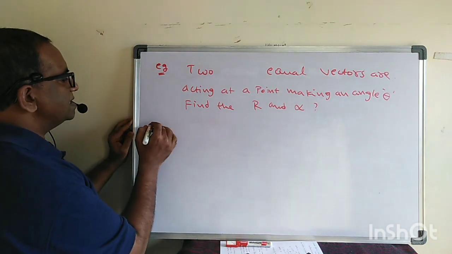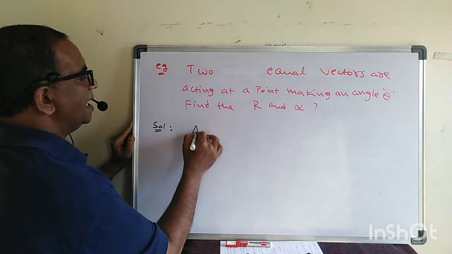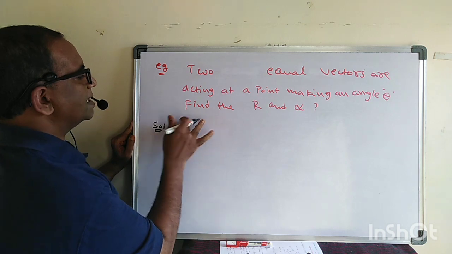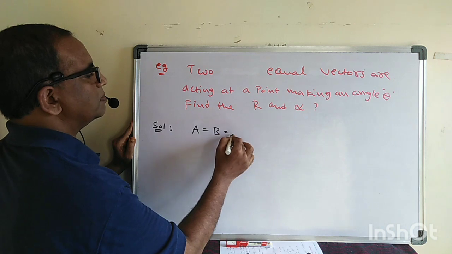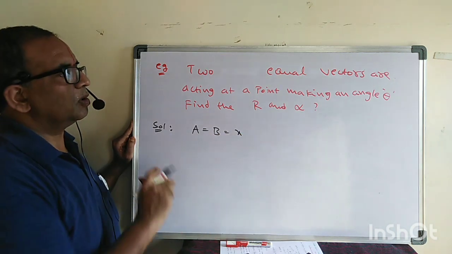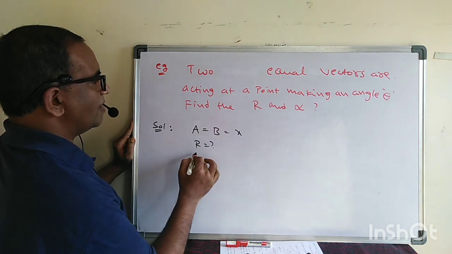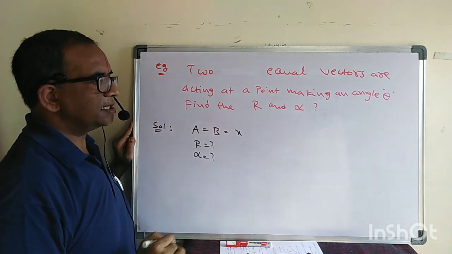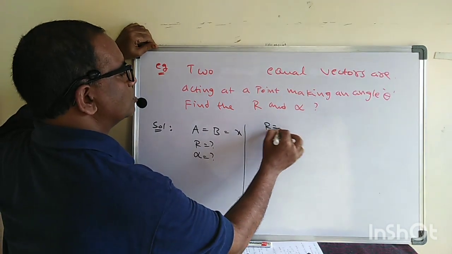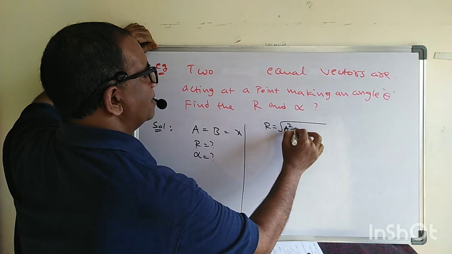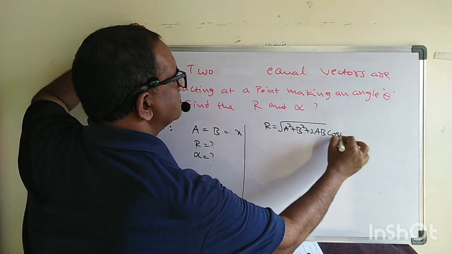Now see the solution of this one carefully. In this one, vector A is equal to vector B. Both are equal, so let us equate them to some x. Then you have to find the resultant and also the angle alpha, two things. Therefore, the formula we got here is R is equal to root over a square plus b square plus 2ab cos theta.